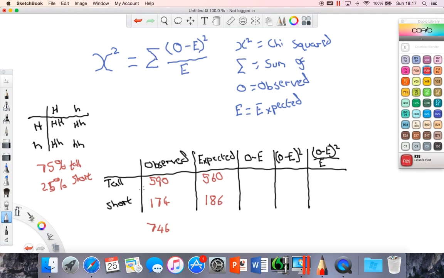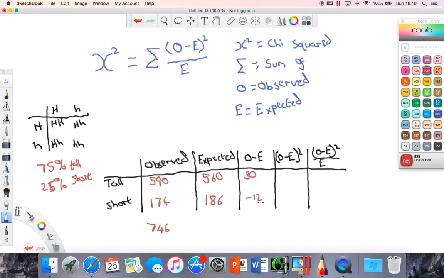Now you can see that although they're not far off, they're not exact. Our expected is not the same as our observed. So we're not sure here whether this is due to chance or due to the fact that there are variables at play between the genes. So once you've got your observed, and once you've done a Punnett square or a genetic diagram to work out your expected, you can simply fill in these. So 590 minus 560 is 30. And then 174 minus 186 is minus 12.